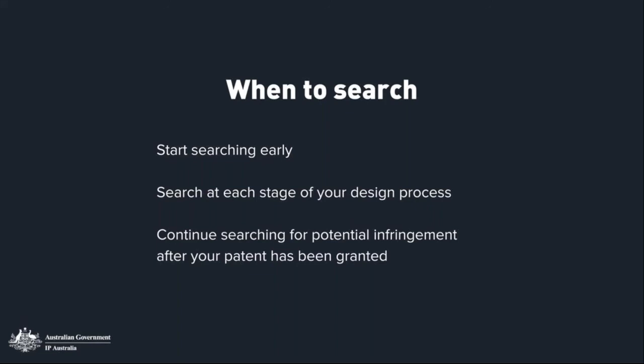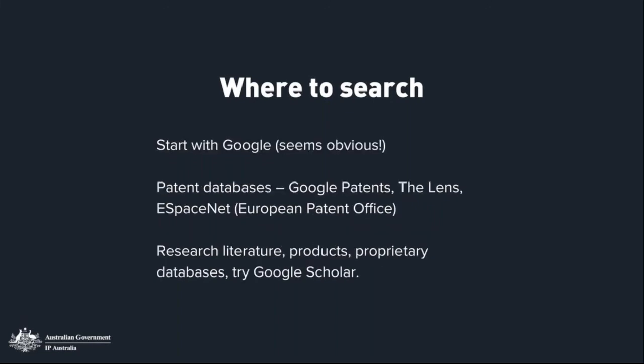And now, where do we search? Well, start with Google. This might seem obvious, but it gives you a good idea of what the general state of the art is. You can find useful tools for searching in Google by typing "searching at Google" into the Google search bar. Next, search using Google Patents.